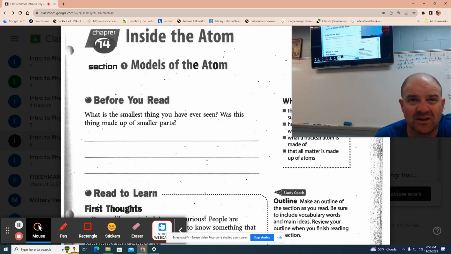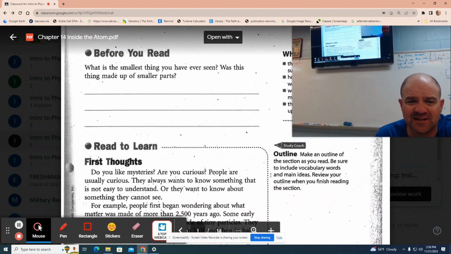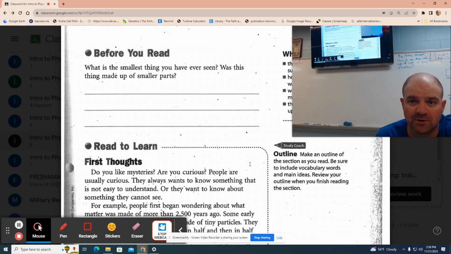You looked at anything under a microscope, maybe. That might be the smallest thing, like a cell. Are cells made of smaller things? Sure. First thoughts. By the way, it says outline. If you guys want to outline this, by all means, go for it.